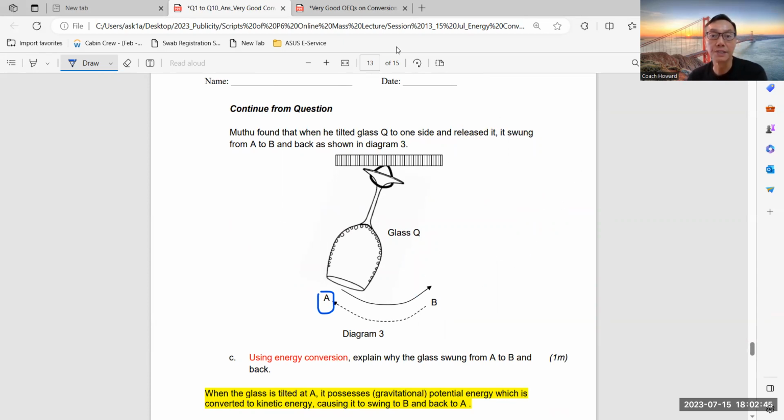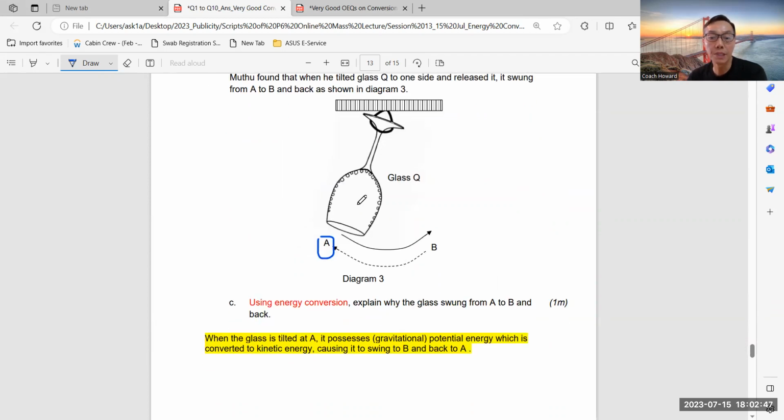Okay, for this question, you must mention that when the glass is tilted at A, it possesses gravitational potential energy, which is converted to kinetic energy, causing it to swing back to B and back to A. So the concept is GPE converts to KE. This one is quite straightforward. You can answer this part, right?